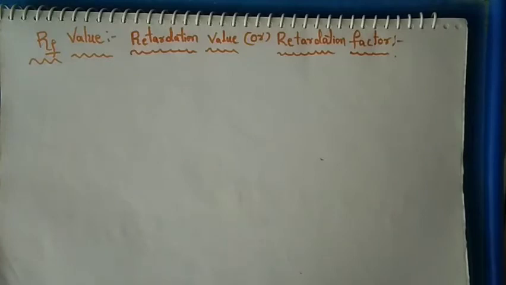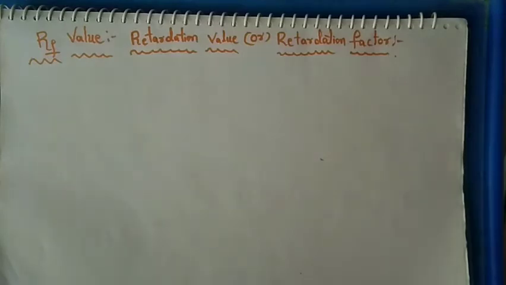So, the definition of RF value: the ratio of the distance the compound travelled to the distance the solvent travelled. Once again, the ratio of the compound travelled distance and the solvent travelled distance is what we call the RF value.